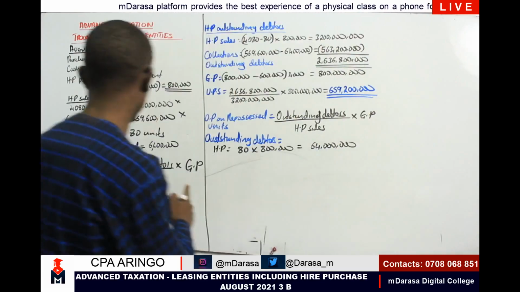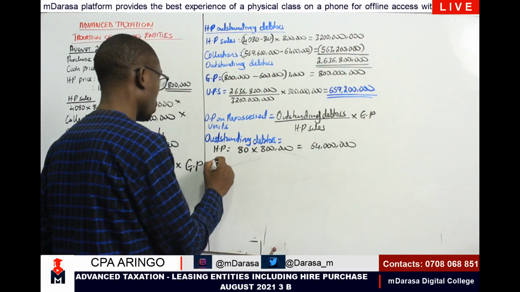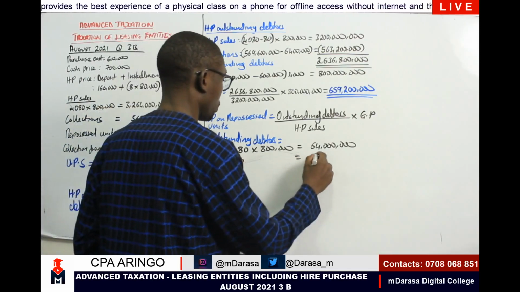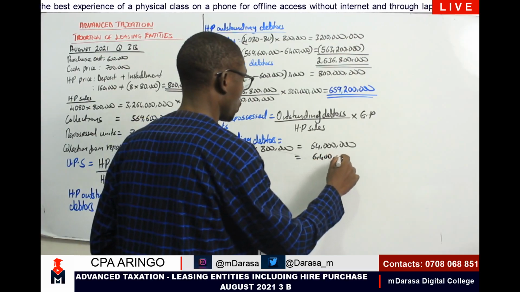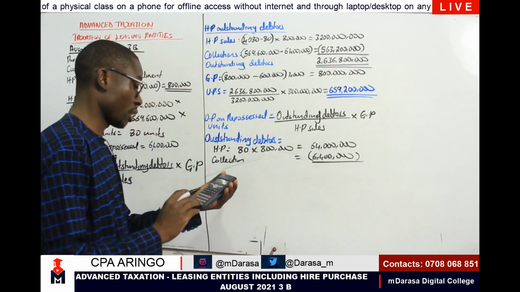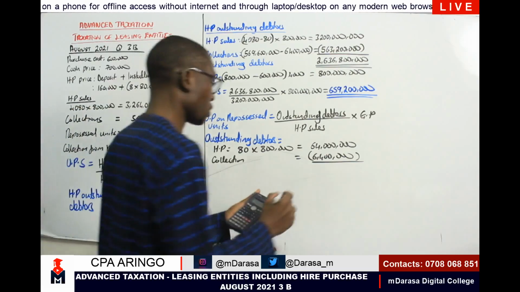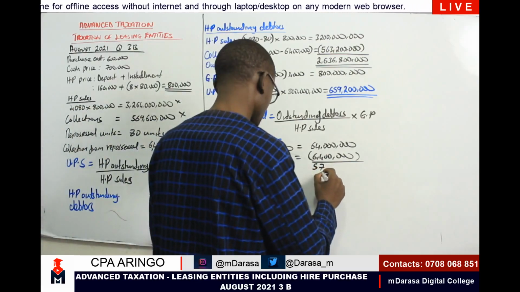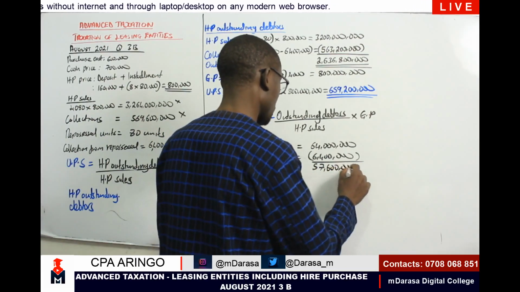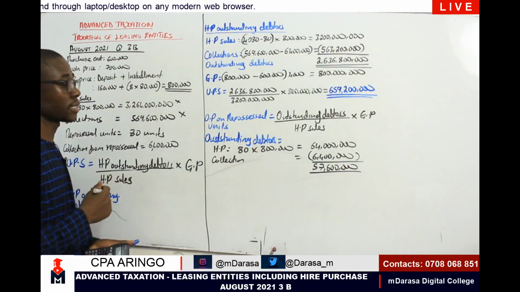We had received 6.4. So collections, we had 6.4 million. So that means that in our case, 64 minus 6.4 should give us 57,600,000. So this will be our outstanding debtors.